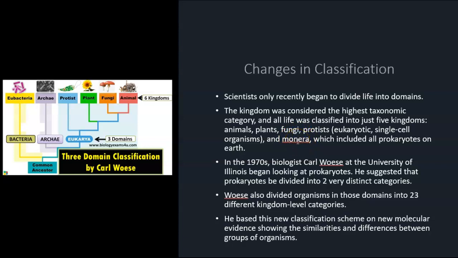So now we have life divided into these 3 domains, and then those domains are divided into 23 different kingdoms. And that dividing of the prokaryotes was based on molecular evidence, the differences in those prokaryotes.